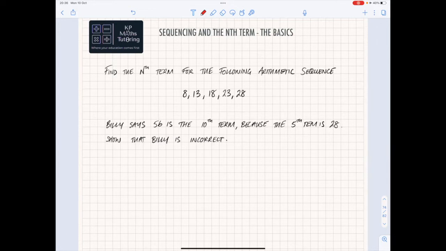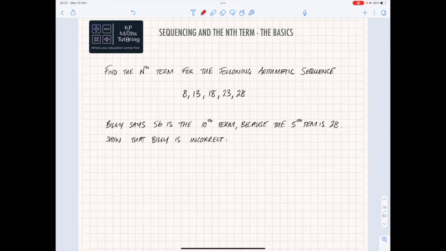So in this one we're looking at sequencing. We're going to talk about basic sequencing, so this arithmetic sequence, and then we're going to talk about geometric sequences and specifically quadratic sequences and how we can work with those. So this first one will be on higher and foundation, and the second one will just be on higher, but I'll explain that as I get to it. So let's look at it straight away.